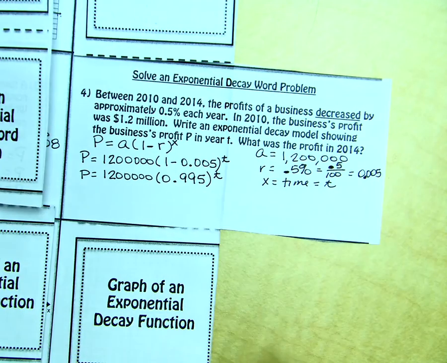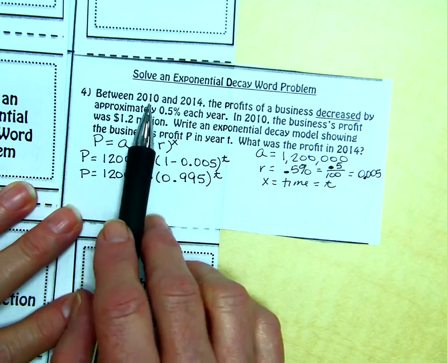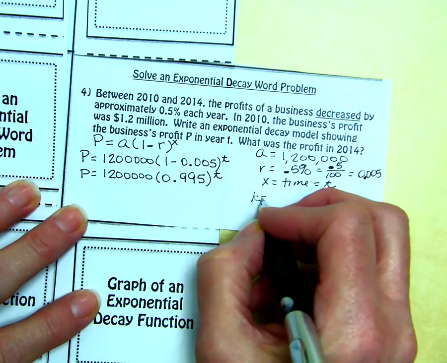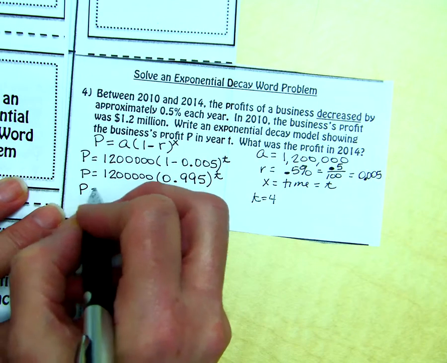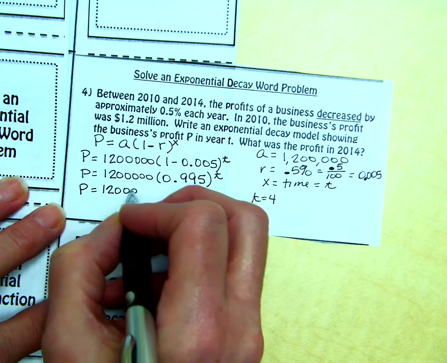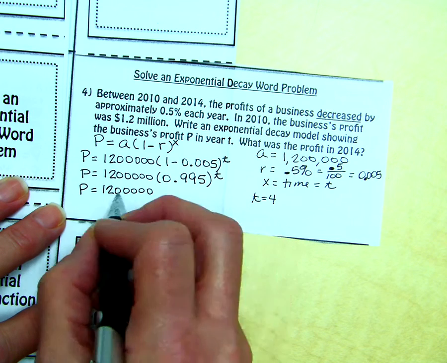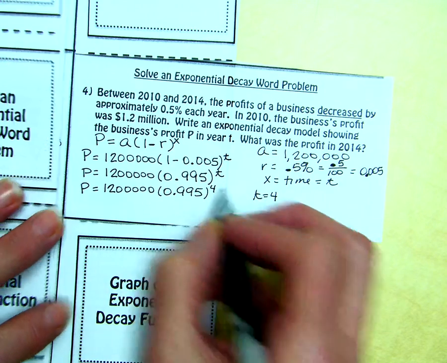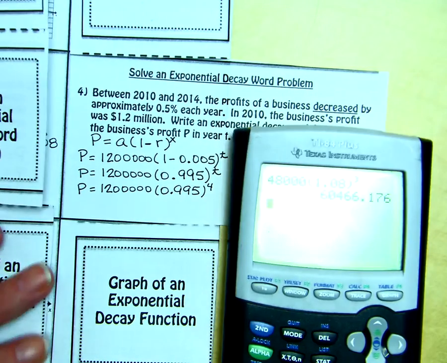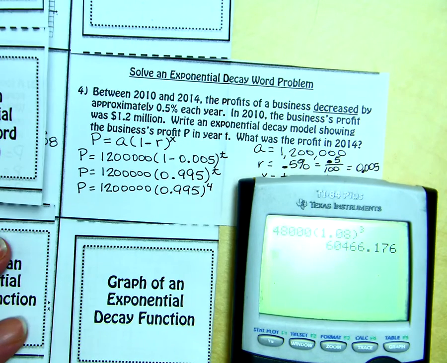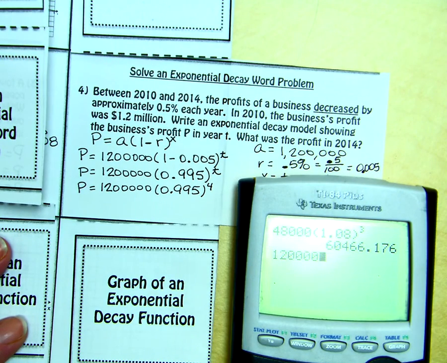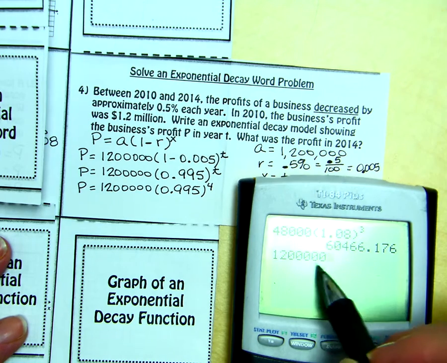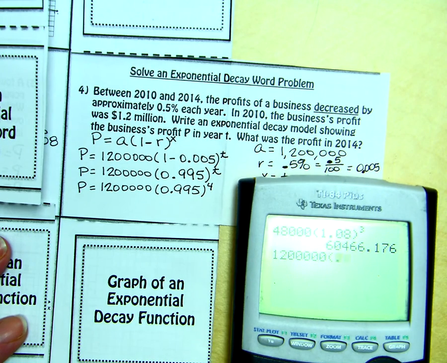And then they told us we want to find the profit in 2014. So from 2010 to 2014, t is going to equal 4 years. And this is all going to be taking place in the calculator after we get this written down. Do I have enough zeros? Yes. 0.995 raised to the 4th power. So we come back over here and we do 1.2 million times 0.995, all raised to the 4th power.